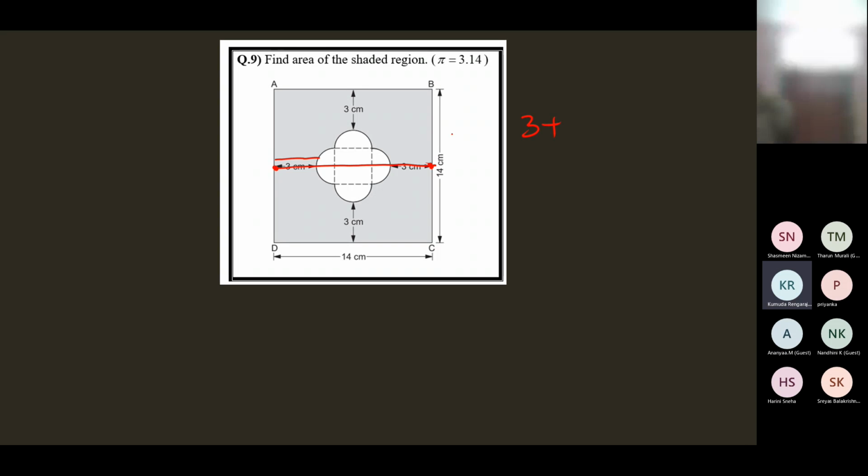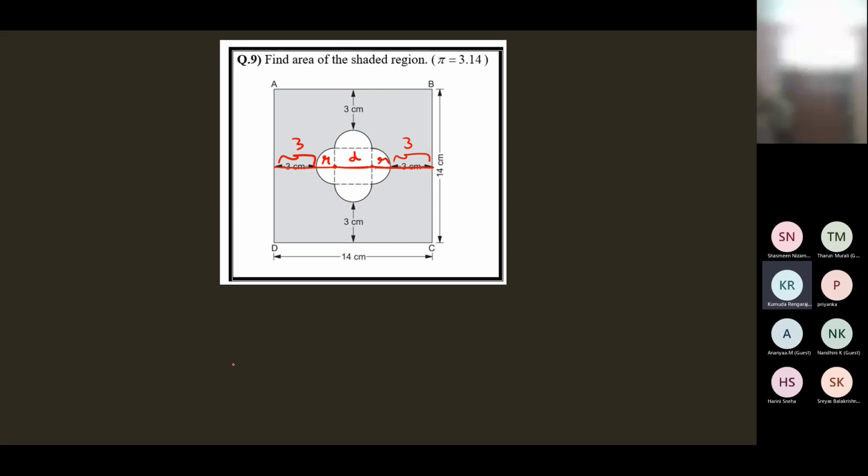This is the center of the diameter, so let me take the line through the diameters. This is the center of the circle or the diameter. So we are basically taking this line, and this one is 14. What is this made up of? This is 3, this is 3, plus this one is the radius, plus this one is the diameter, plus this one is the radius, plus 3 is equal to 14.